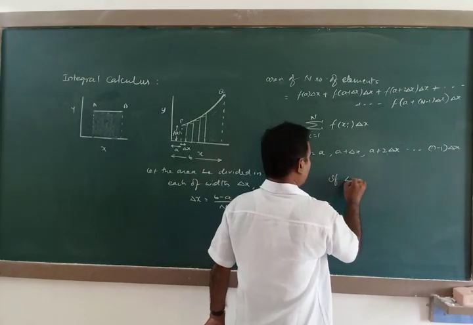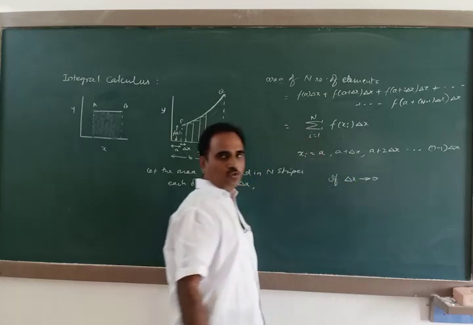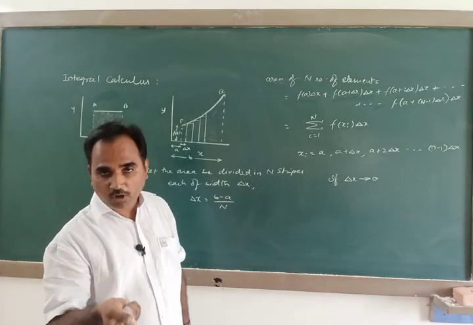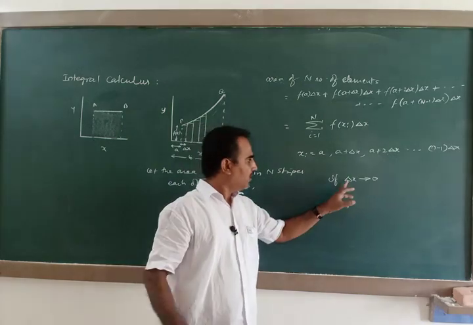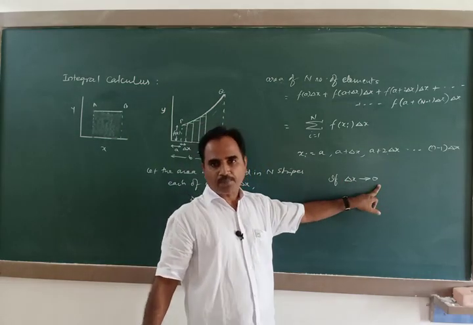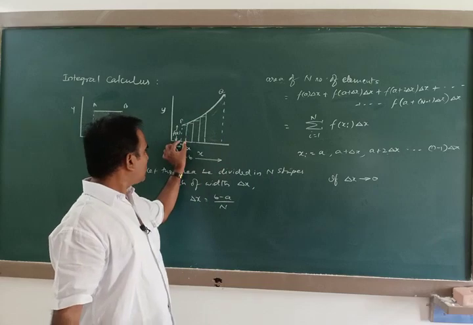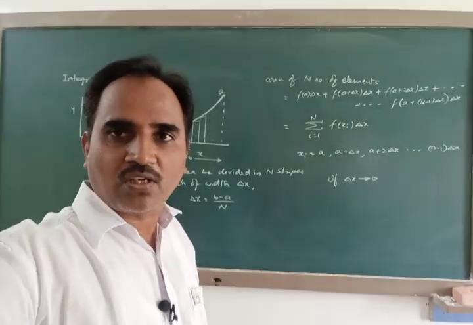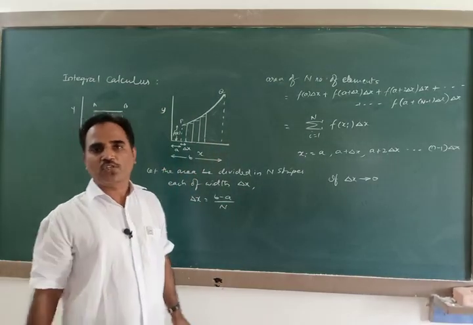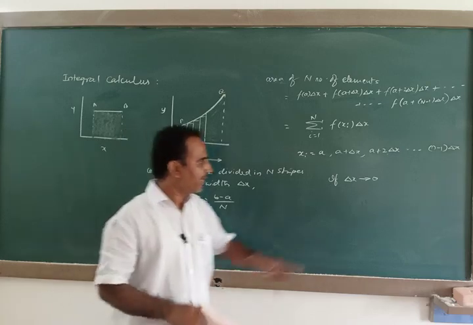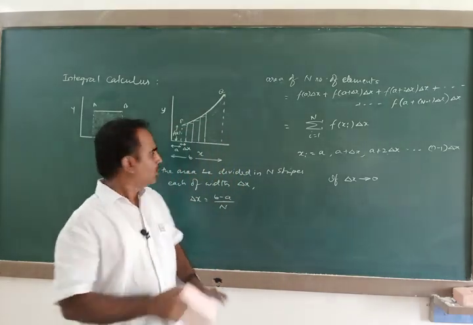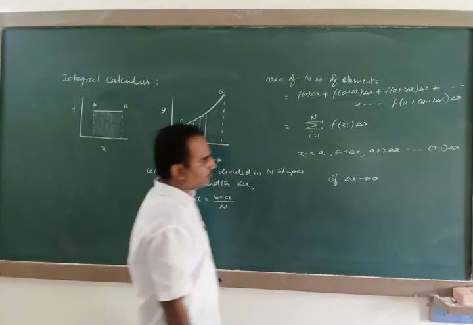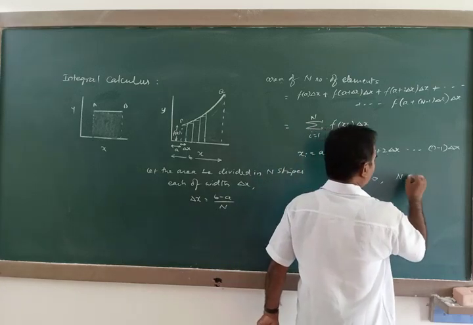So if delta x tends to 0, that means if width of each strip is infinitesimally small, delta x tends to 0 means width of each strip becomes infinitesimally small. So infinitesimally small means it is very very small, which is almost equivalent to 0. That's what you mean by delta x tends to 0. So if width of each strip is infinitesimally small, then the number of strips becomes infinity.